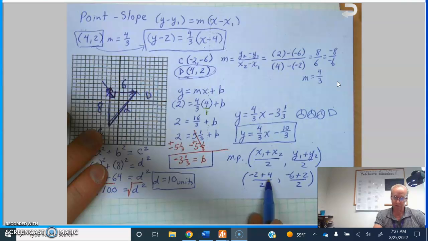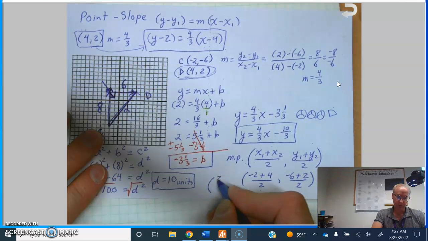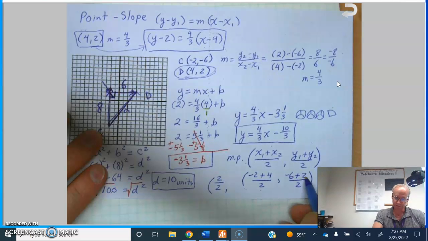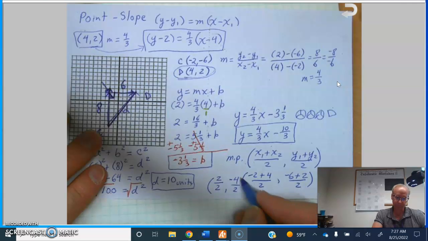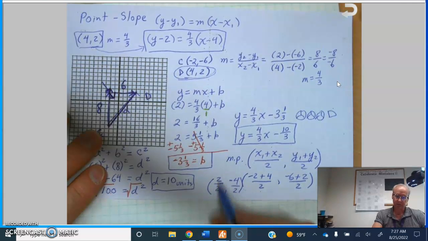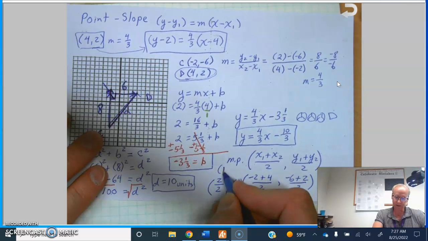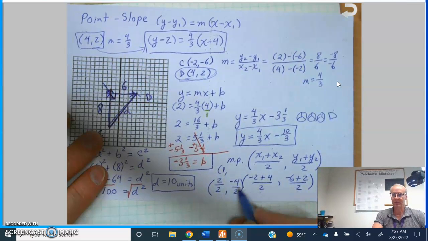Negative 2 plus 4 is 2, which gives me, I don't know where to put it. I'll put it over here. I ran out of room. 2 over 2. And negative 6 plus 2 is negative 4 over 2. And finally, we can get our point, which is 1. 2 divided by 2 is 1. And negative 4 divided by 2 is negative.